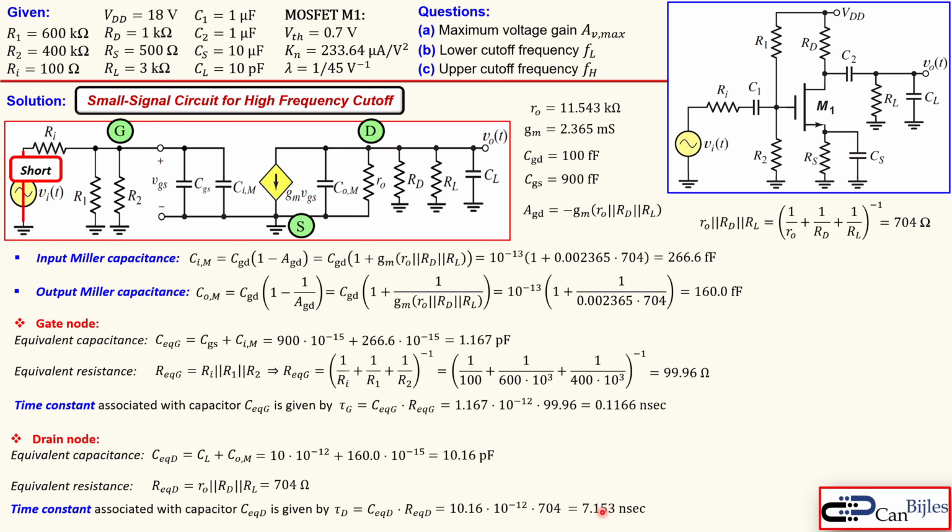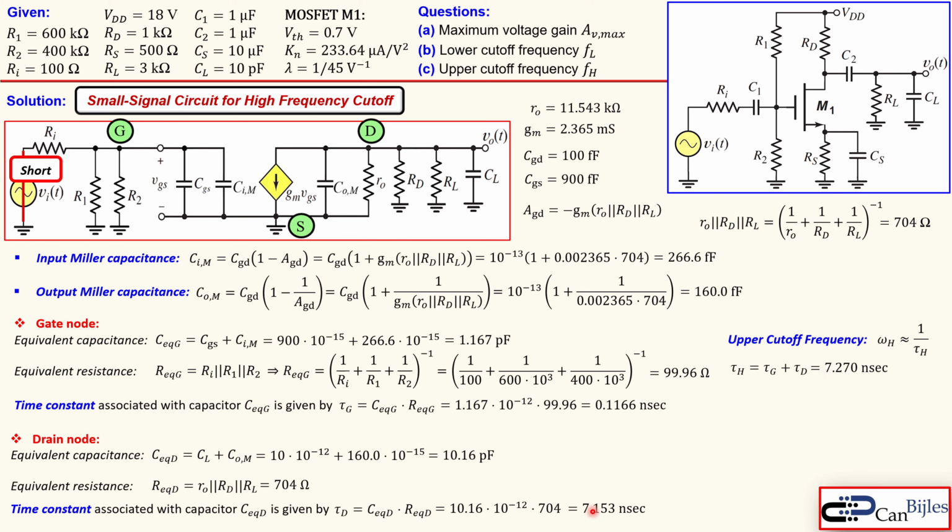So in this case you see this is the highest time constant, and probably this will also dominate the actual upper cutoff frequency. Okay, so the upper cutoff frequency can be calculated, it's an approximation again, using 1 over the time constant associated with this upper cutoff frequency, and that is the summation of the time constant associated with this gate node, this one, plus the time constant of the drain node. So together they will add up to 7.27 nanoseconds.